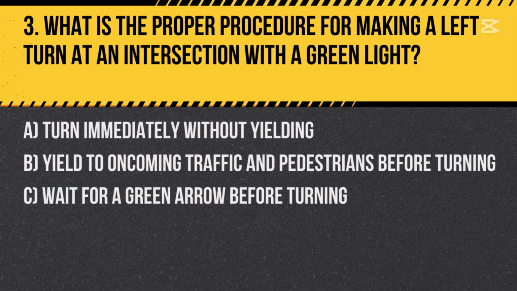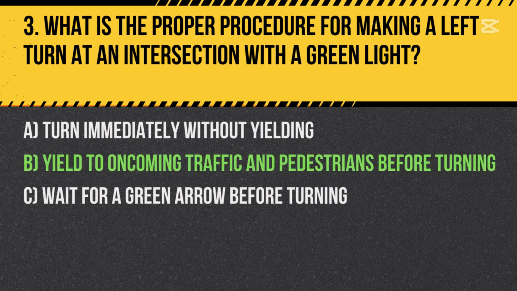Question 3. What is the proper procedure for making a left turn at an intersection with a green light? A. Turn immediately without yielding. B. Yield to oncoming traffic and pedestrians before turning. C. Wait for a green arrow before turning.